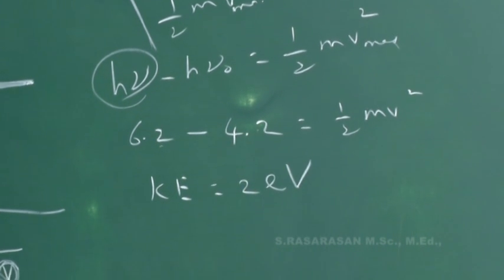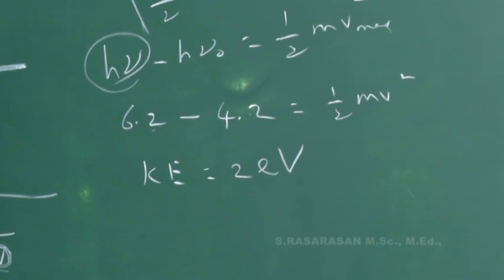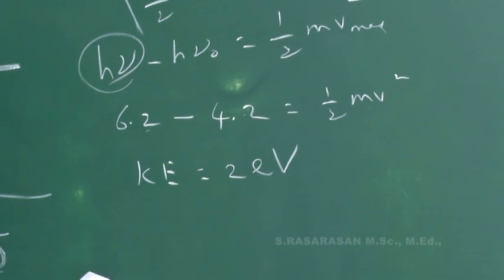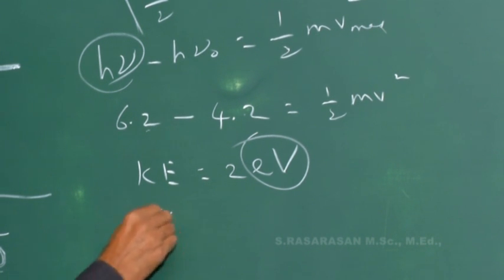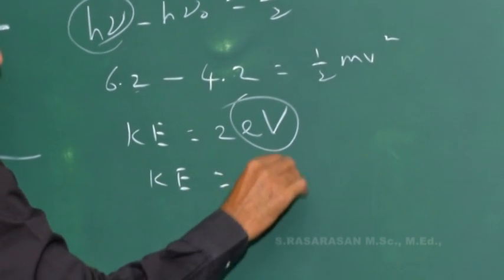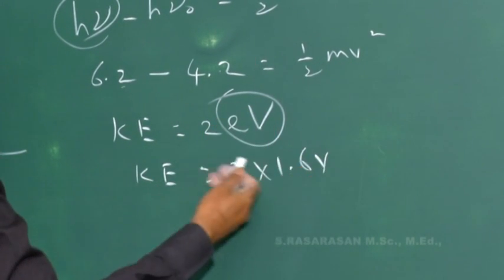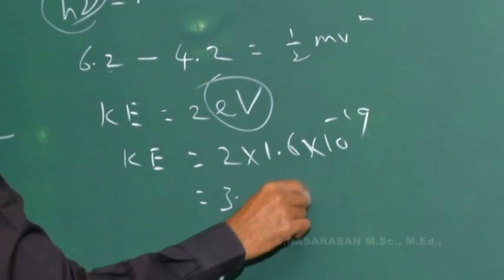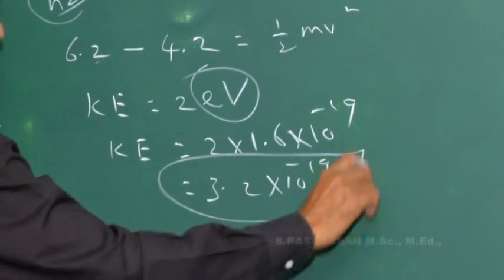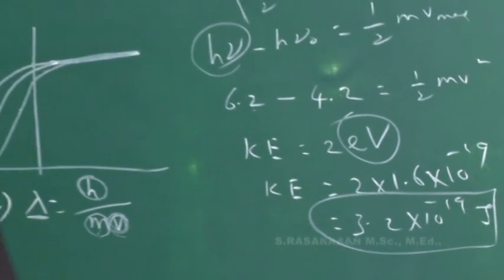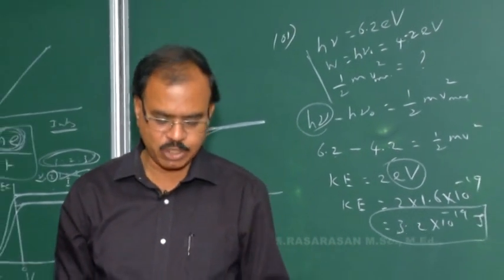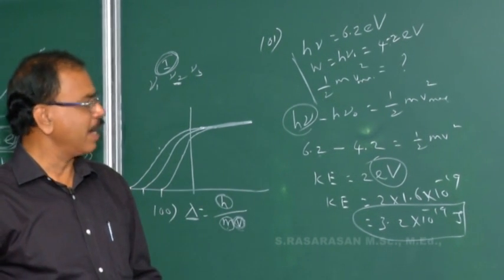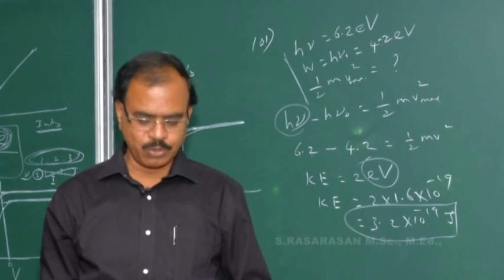Let me see if it is in the options. No, all options are in joules. 1 electron volt is how many joules? 1.6 times 10 power minus 19 joule. So the kinetic energy of the fast moving electron is 2 electron volt, 2 into 1.6 times 10 power minus 19, which is 3.2 times 10 power minus 19 joule. That must be the answer. Option B is correct. That is the sum using Einstein's photoelectric equation.